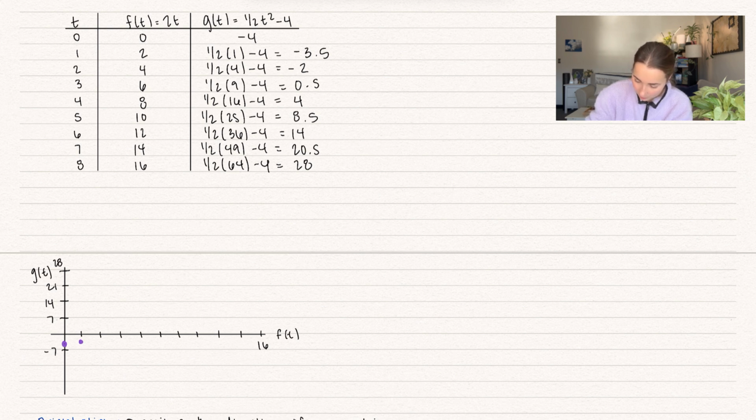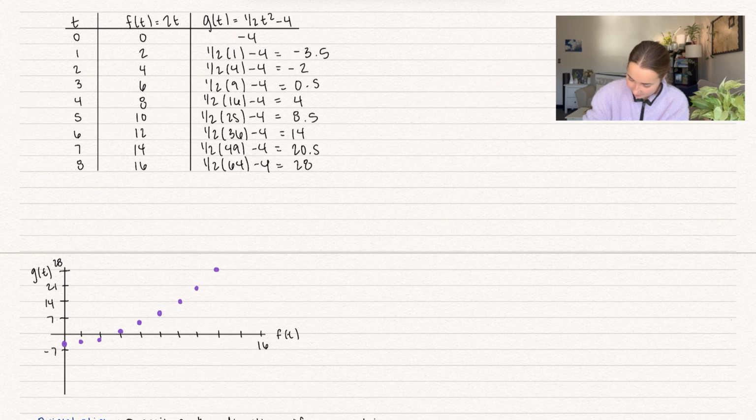Then I go over to 4. I'm going to go down -2. When I'm at 6, I'm going to go up to 0.5, so it's barely above. Then I'm going to go up to 4, right? I'm just increasing my x by 2 each time, and then I'm just adjusting my g of t accordingly. After 4, we're going to go up to 8.5. Then we're going to go up to 14 itself, 20.5, and 28. So we're going to go all the way up to 28.